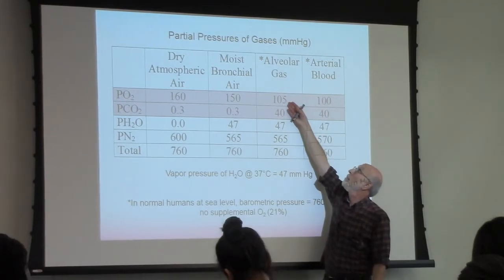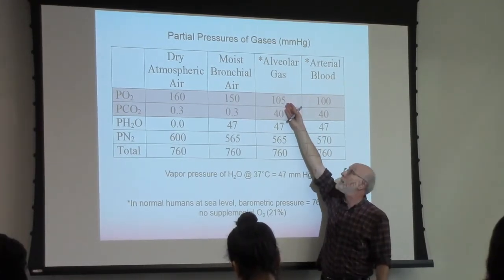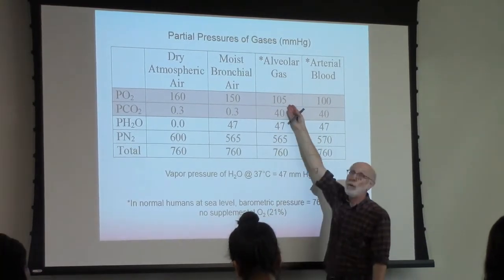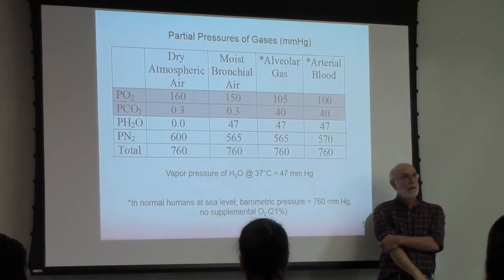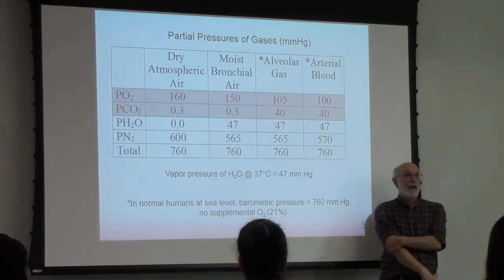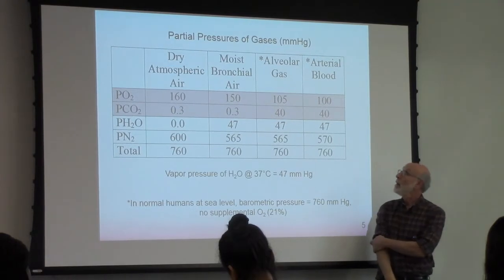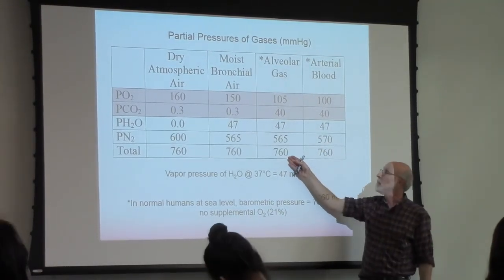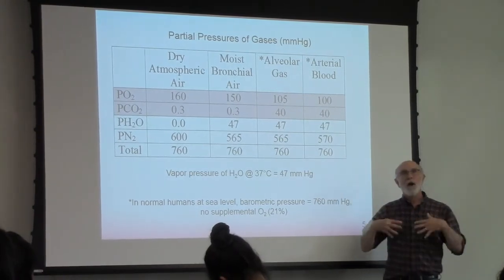And the partial pressure of oxygen in alveolar gas is no longer what it was before it entered the alveoli. It's now lower than that. Why? Because it went into the blood. Okay? And if you add up all these numbers, they still at least approximately add up to 760 because we're still at sea level.